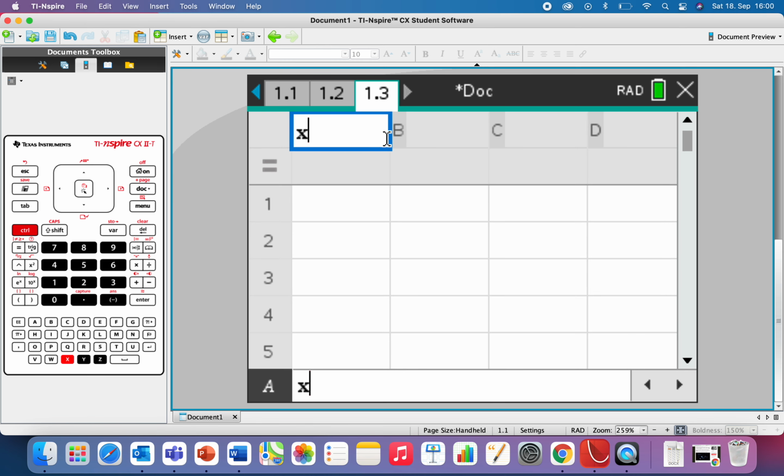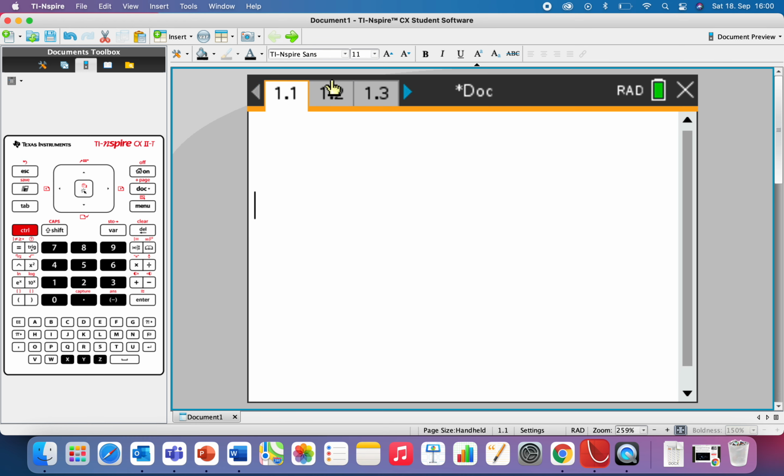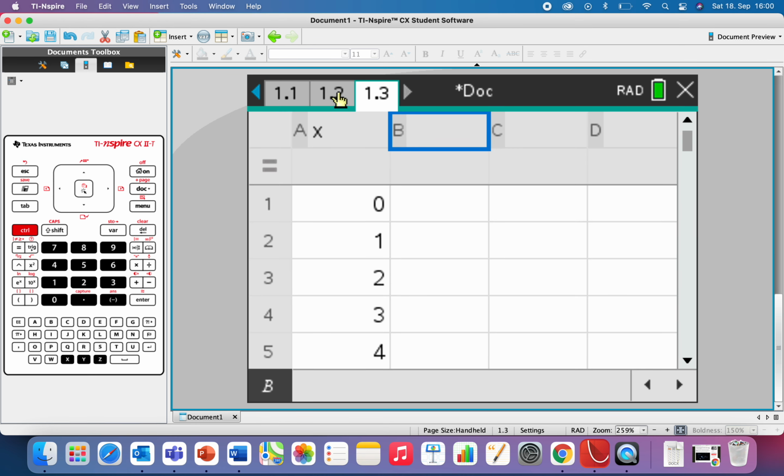This will be X, and notice if I press X here, it already populates 0, 1, 2, 3, 4. That's because I've got an X somewhere else stored as a variable. I think I must have deleted it. So I'm going to call this Y instead. And I'm just going to delete all of these numbers here.